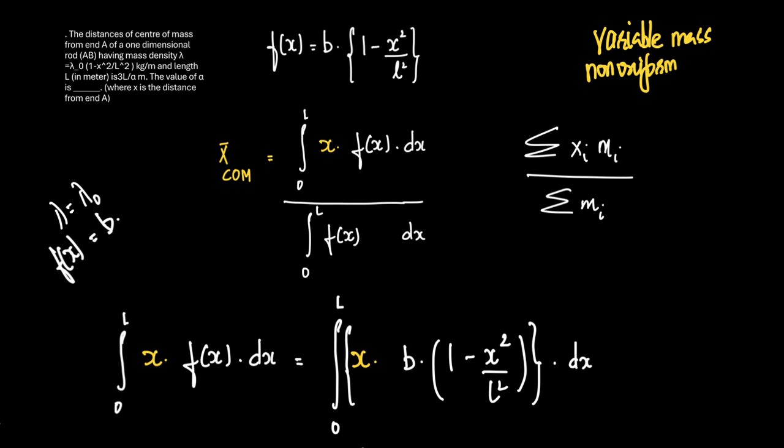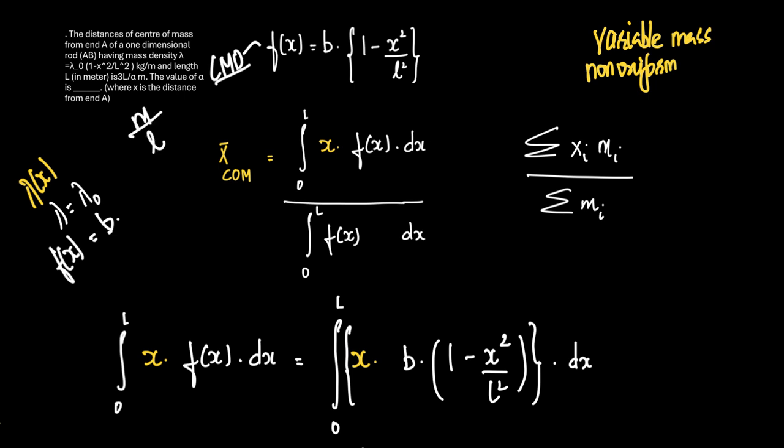This time we have a non-uniform mass distribution, which is given to us as a function of x. Lambda is equal to lambda 0 into (1 minus x squared by L squared). Now, for our convenience, let us say lambda is f of x. So lambda as a function of x, we'll just convert that to f of x, and lambda 0 will be replaced by b. So f of x is equal to b into (1 minus x squared by L squared), and this f of x is actually the linear mass density, which is mass per unit length.